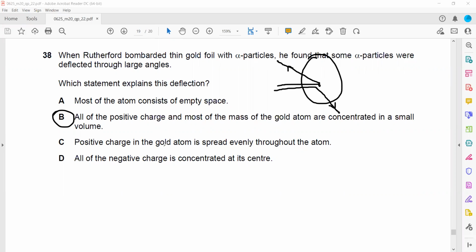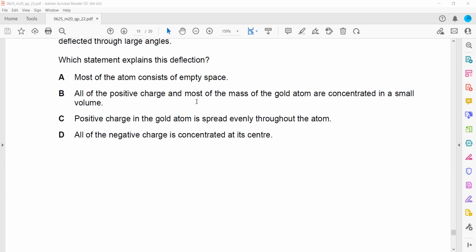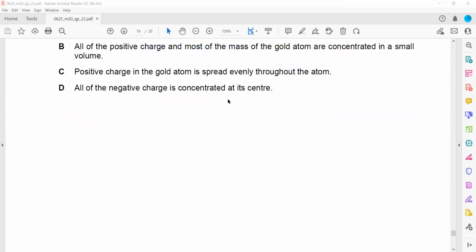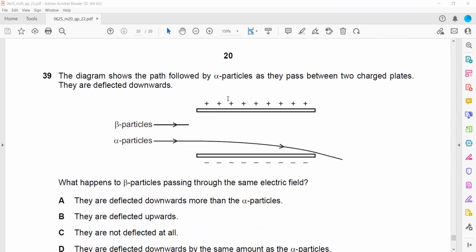Why not C? Positive charge in the gold atom is spread evenly throughout. That is wrong, because the positive charge is only present inside the nucleus. All the negative charge is concentrated at the center. That is also wrong. In the atom, we have the center with neutrons and protons, and around it electrons are there. So statement B is correct, which shows that there's a positive charge and mass present in the center. That caused the deviation of alpha particles to large angles.